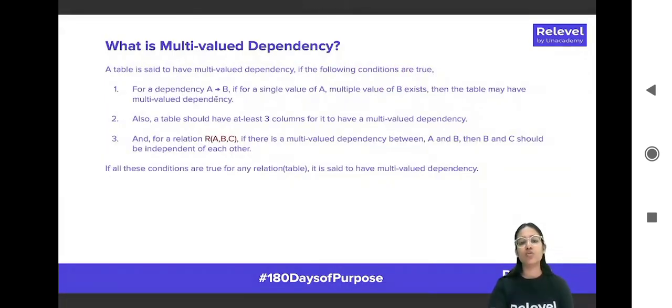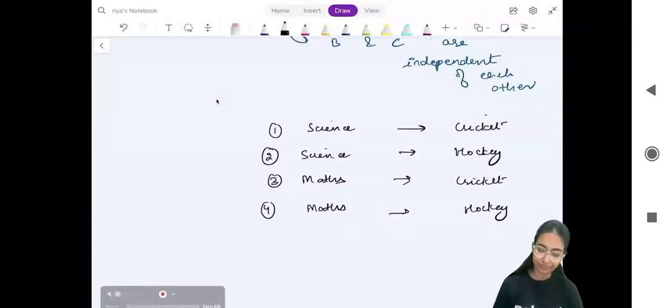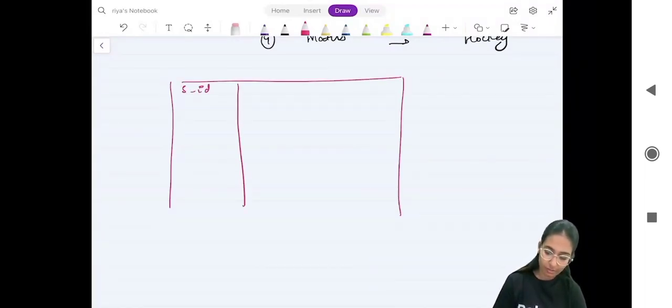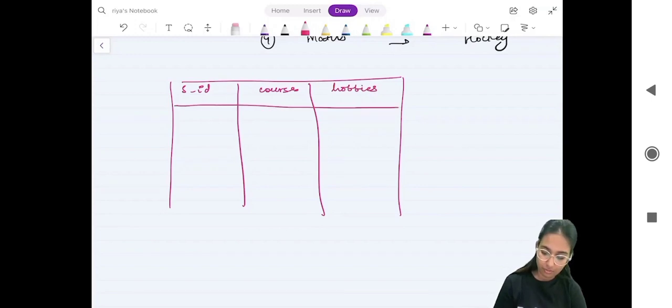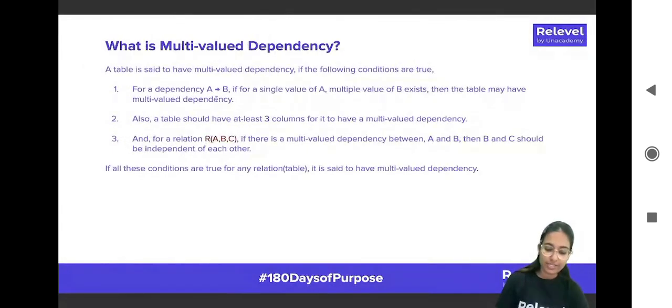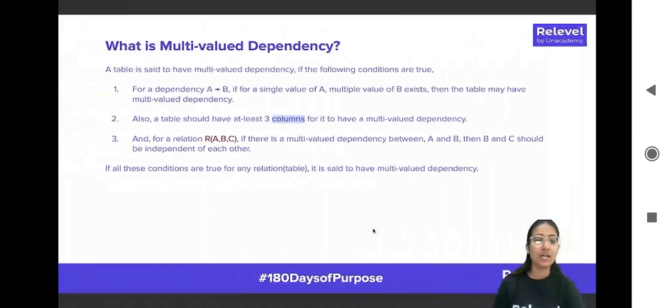See, how are the 3 rules satisfied in this situation? Okay, we had the student ID, we have the courses, and we have the hobbies. Now here the second condition is satisfied, correct, because here we should have at least 3 columns. Yes, there are at least 3 columns.